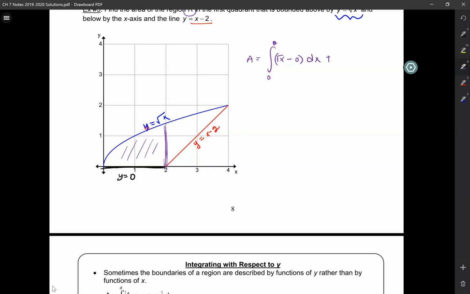Because if you do root x minus what? Well, isn't it the function x? Yeah, but starting here, right? If you're in this region, what's above you? So suppose you're standing here. What's above you? Root x. What's below you? 0. Here, what's above you? Root x. What's below you? x minus 2.